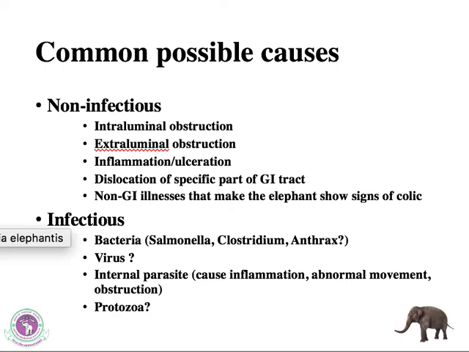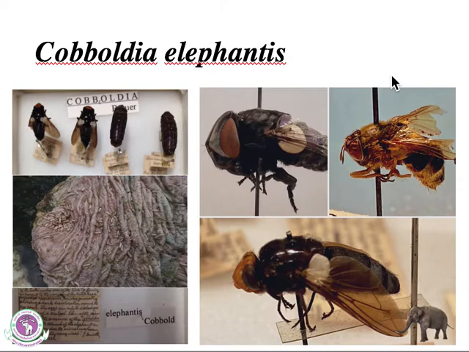So talking about parasites, this is a good example. It's the stomach bot in elephants. This specimen was collected in Myanmar. This is the best picture that I could find. It could be male and female. So has anyone seen this kind of thing before?